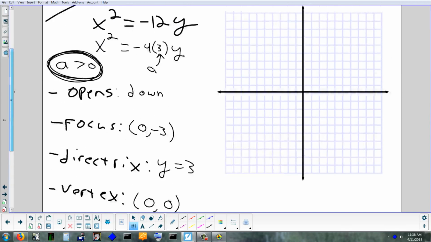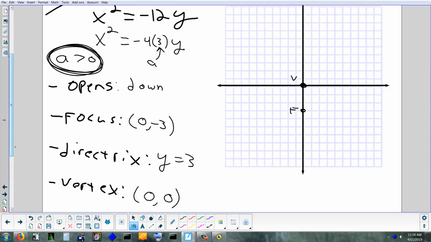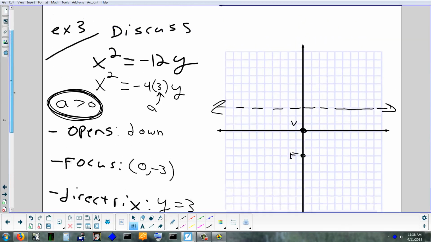Okay, so vertex, 0, 0. Good. Focus, 0, -3. Okay, it should open down because it's going to wrap around the focus. Directrix, y equals 3. It should bend away from the directrix. Now, we really need 2 other points.